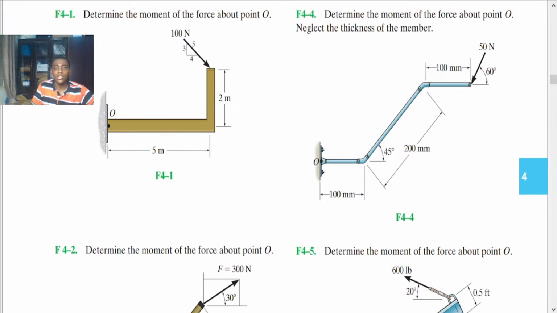All right, so first of all, we are going to look at the first problem, F4-1. Now from the problem, we are to determine the moment of what? The force about point O. I think in all the scenarios, we would have to find the moment of the force about O. So let's begin from that problem.